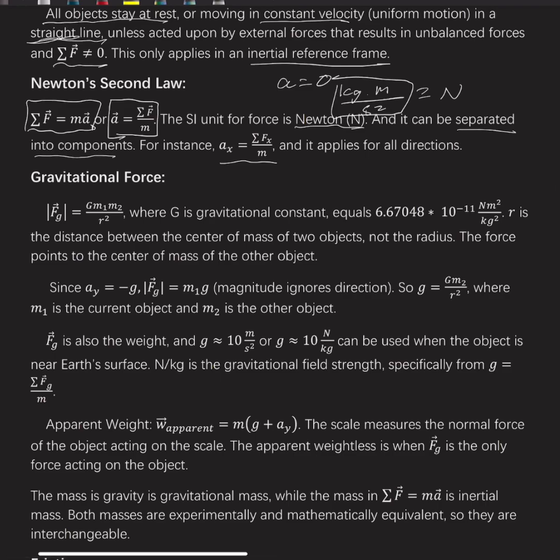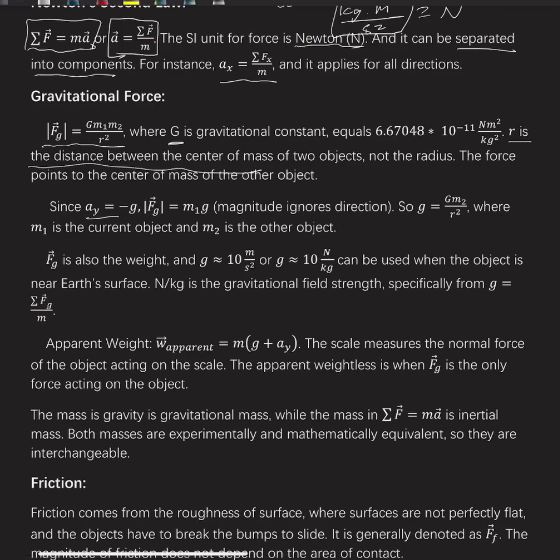Gravitational force. The magnitude of gravitational force is equal to big G m1 m2 over r squared. The big G is the gravitational constant, which is 6.67048 times 10 to the negative 11 Newton meter squared over kilogram squared. And this is on the equation sheet, so you don't have to memorize it. r is the distance between the centers of mass. It's not the radius. r can sometimes be confused with radius, but it's the distance between centers of mass. It always points to the center of mass of the other object.